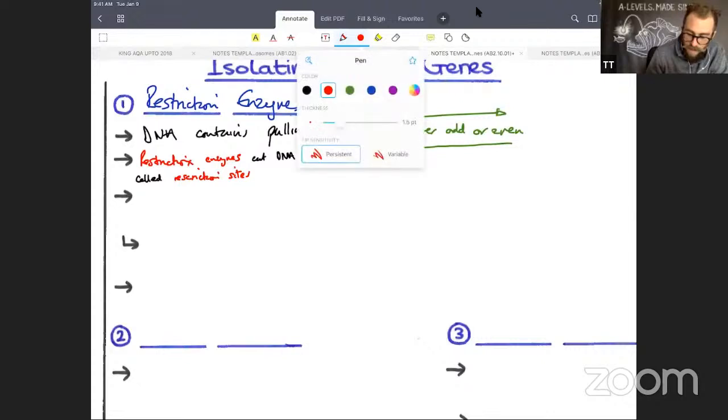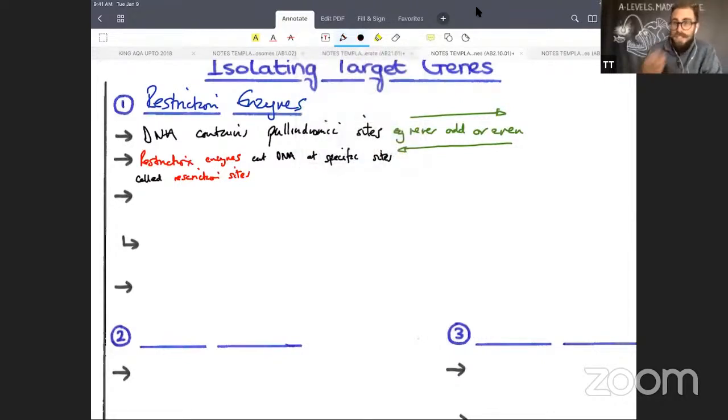And these are either side. There's loads of these. They exist pretty regularly throughout the genome, and so they're quite common. They're not that rare, and so you just need to find one. You've got your target gene. In fact, I'll do a drawing in just a second. Restriction sites either side of a target gene.